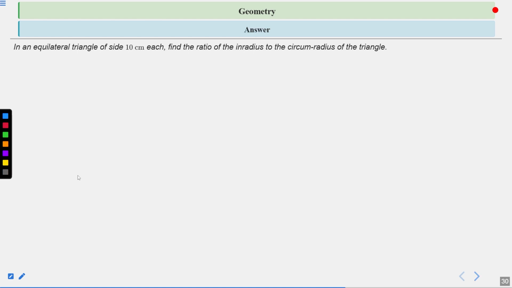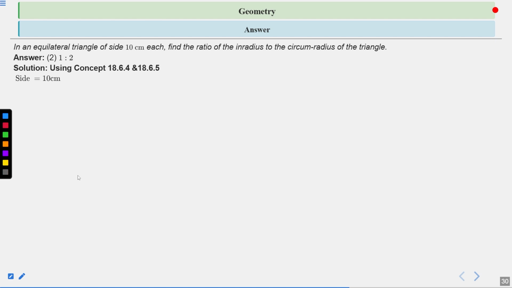So the question says that in an equilateral triangle of side 10 centimeter each, find the ratio of the inradius to the circumradius of the triangle. So we can calculate it. So we can say that the correct answer of this question is the second one, which is 1:2. Now see the detailed solution using concept 18.6.4 and 18.6.5 in this question.